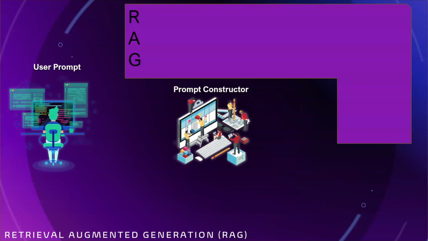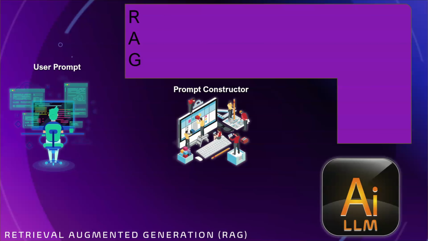Then we have the prompt constructor. It prepares input for the large language model by combining the user prompt and retrieved context, also adding additional instructions or metadata to guide the model response. Then we have the large language model. It's the main language model, like GPT, that generates responses based on the constructed prompts.